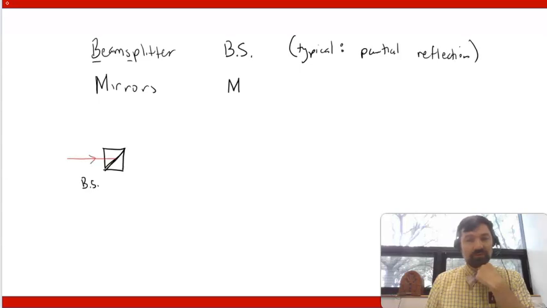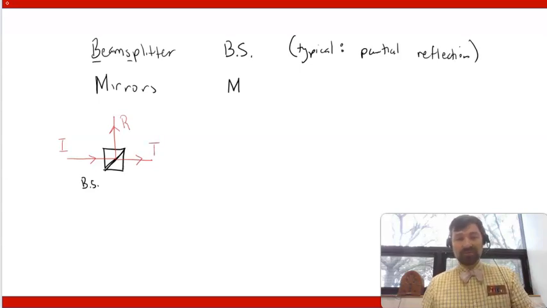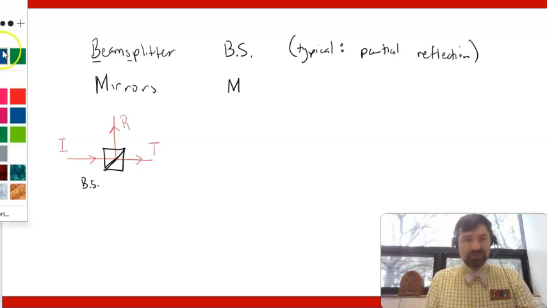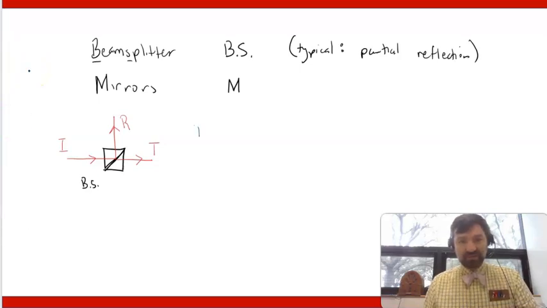Your laser comes in. This is your incident beam of light intensity. Some part of it gets reflected, so this is your reflected, and then this right here is the transmitted beam. Now, energy conservation says that the incident must be equal to the reflected plus the transmitted.